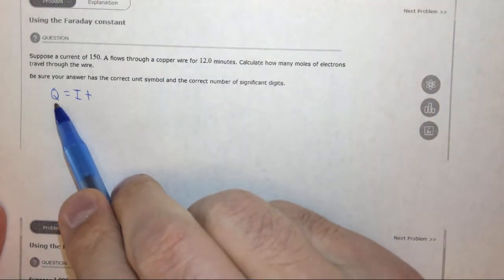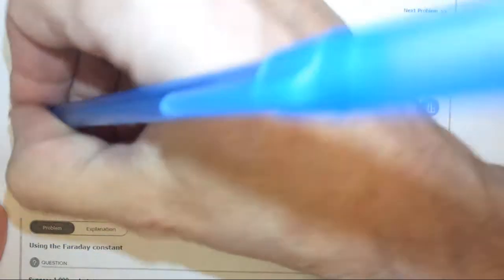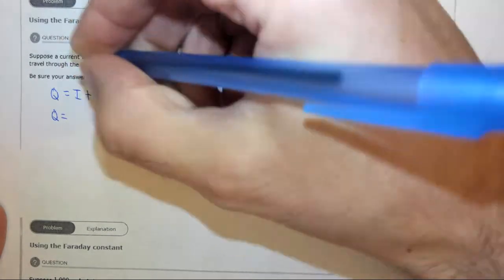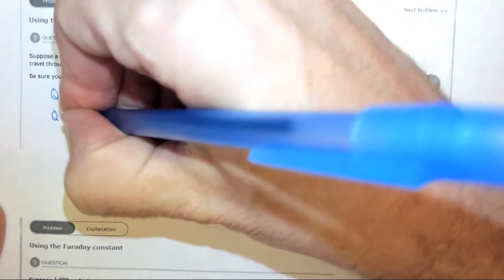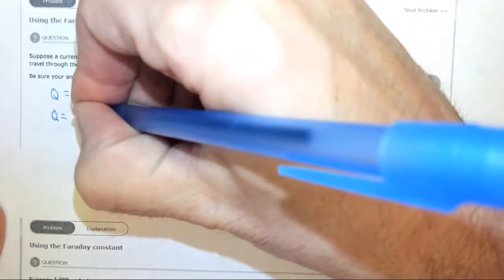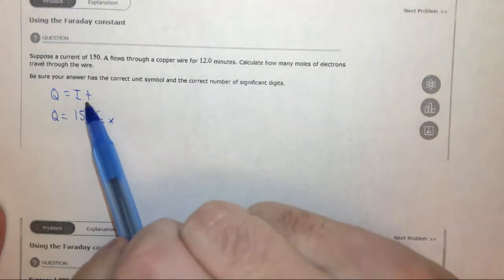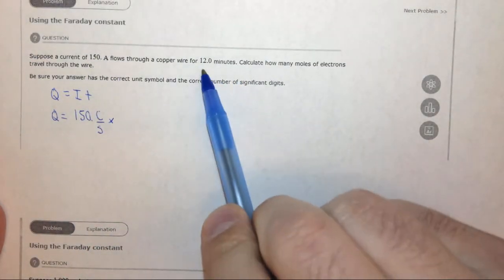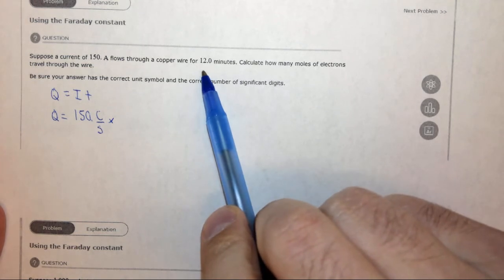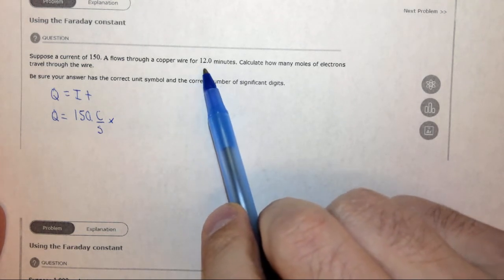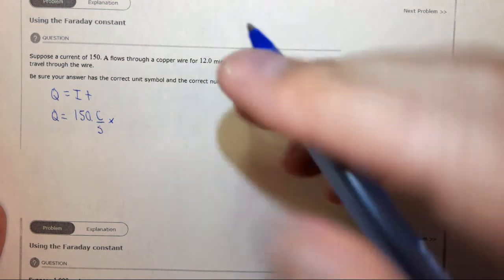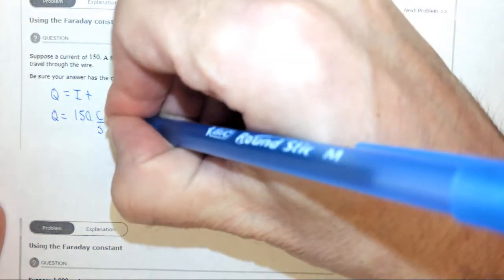In this case, we're trying to find charge. So Q, the charge, equals I, the current, which is 150 amps, and an amp is a coulomb per second, times T, but the time has to be in seconds, not in minutes. So you have to multiply the 12 by 60, because there are 60 seconds in every minute, and you find out that 12 minutes is 720 seconds.